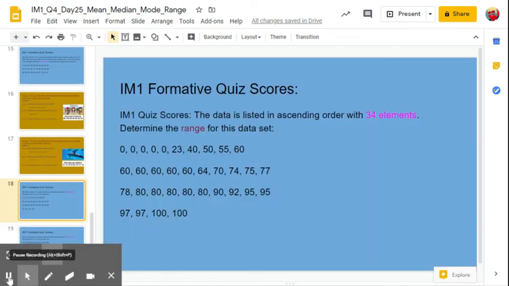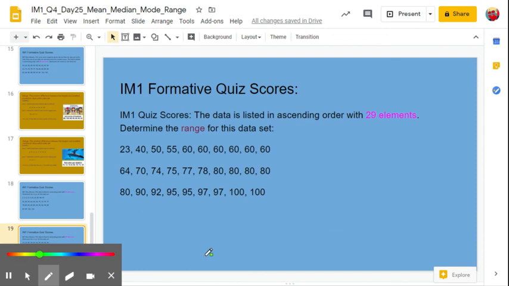This should be some quick math for you. What's the range of this data set? I hope you got 100. 100 minus 0 is 100. That's the range. Our next data set, this should take you a little bit longer, but not much.